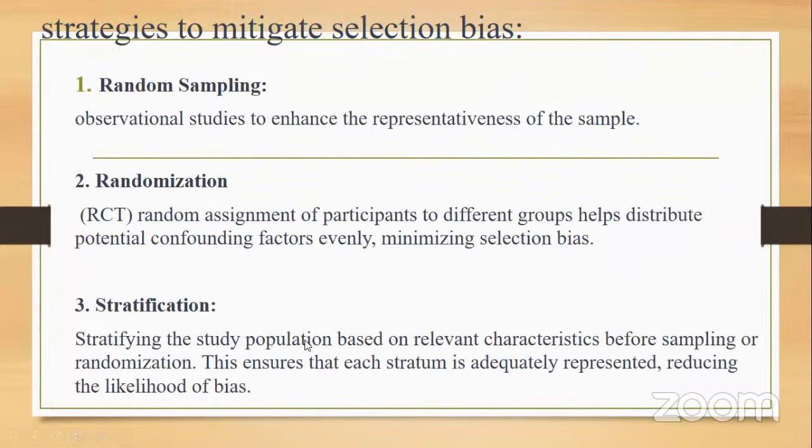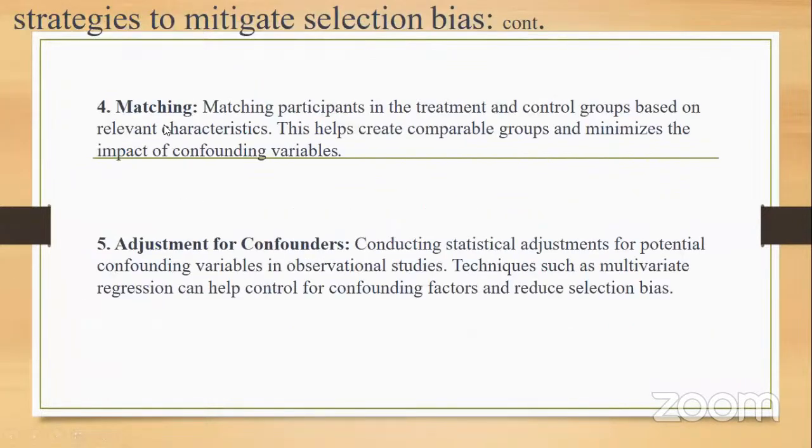Again, stratification should be done before the sampling. We should identify the stratification criteria so that we can ensure that every stratum is adequately represented, reducing the likelihood of bias. Other strategies include matching, and it's also important that we match the different arms of our study so that the groups can be comparable. And after all, we can do adjustment for the confounders.